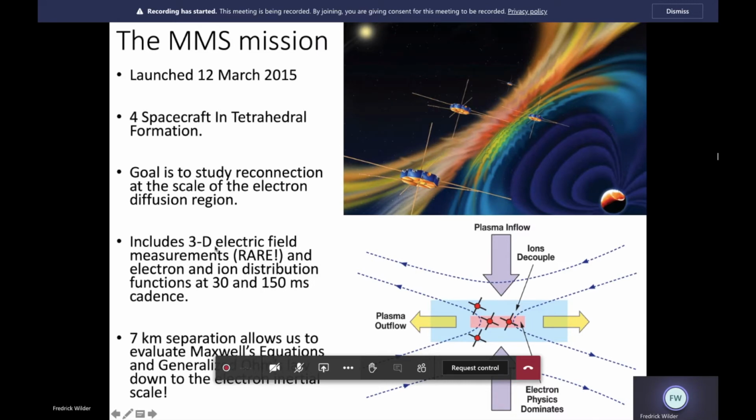It's got 3D electric fields, and it captures electron and ion distribution functions, if you know your statistical mechanics, at 30 and 150 millisecond cadence. Previous space missions did this at 4 or 5 second cadence. So it's a couple orders of magnitude faster than any other plasma mission. And with the separation in the tetrahedron, we can actually evaluate Maxwell's equations and generalized Ohm's law. We can take divergences, curls, gradients, and actually probe the physics of reconnection.